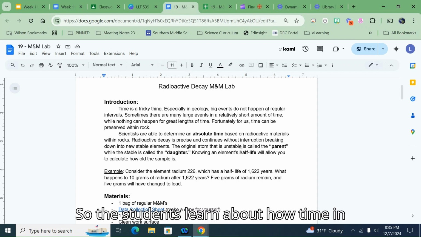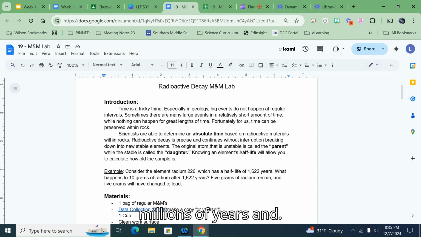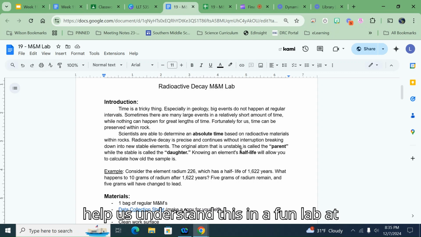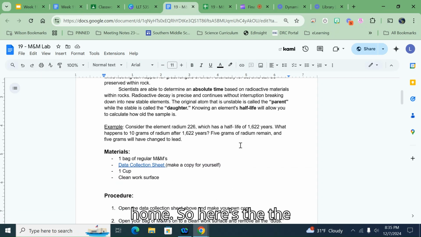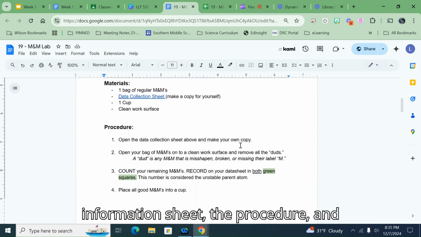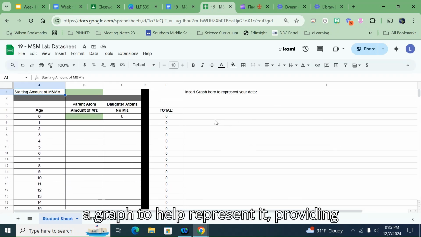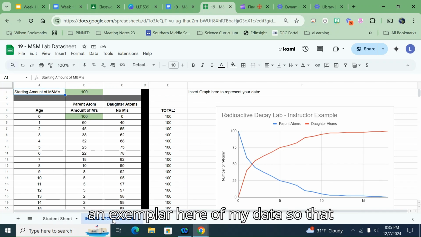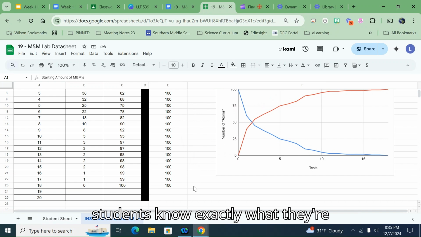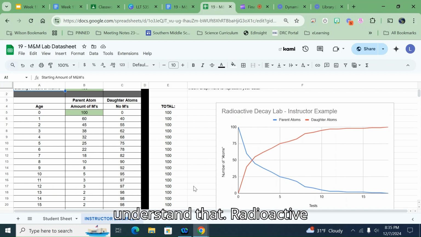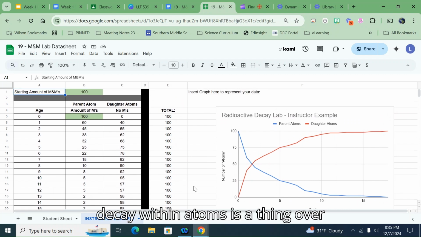So the students learn about time in a geologic sense, where we're talking about millions of years, and these timelines are very difficult to understand at times. So M&Ms will help us understand this in a fun lab at home. So here's the information sheet, the procedure, and then where the students will collect all their data, and then insert a graph to help represent it, providing an exemplar here of my data so that students know exactly what they're looking for, and hopefully can understand that radioactive decay within atoms is a thing over time, and we're looking at millions of years.